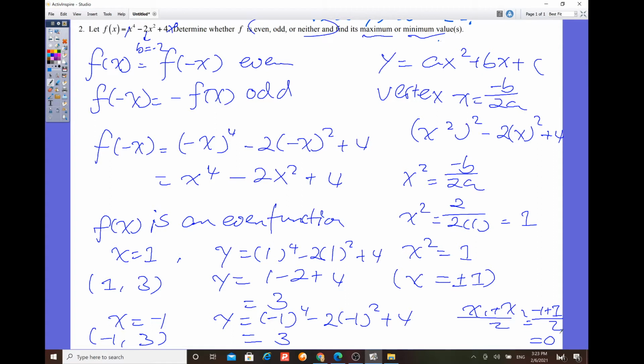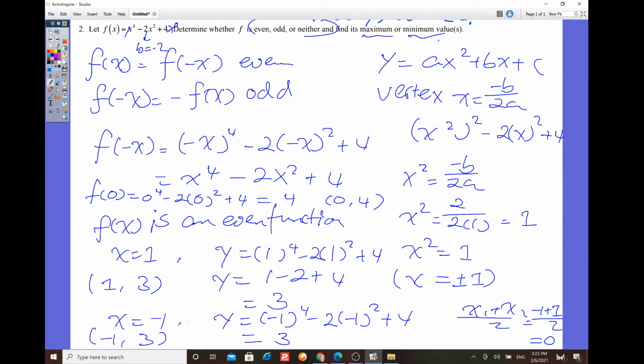So let's find out what that is. F of 0. For f of 0, we have 0 to the 4th power minus 2 times 0 squared plus 4. The y-intercept, which is 4. Okay, so 0 comma 4. And this one, oh, you know what?